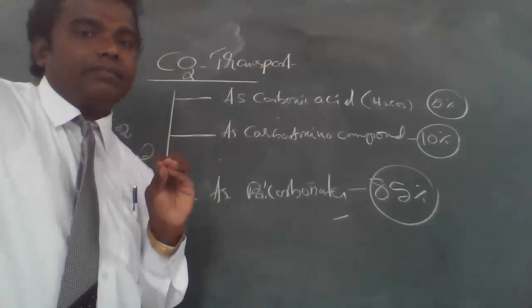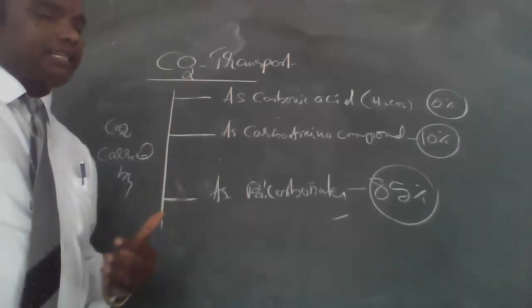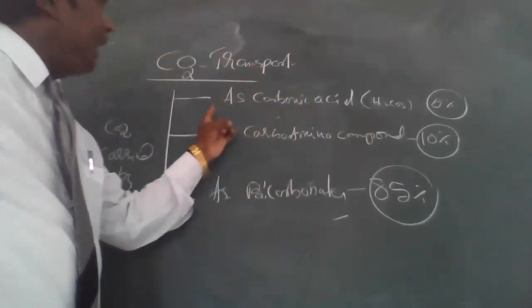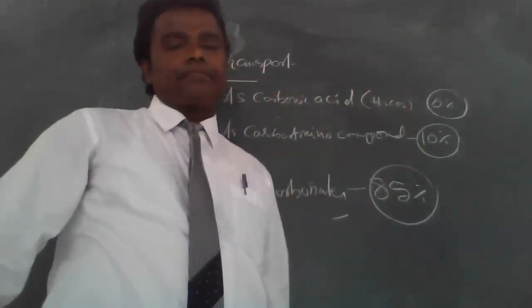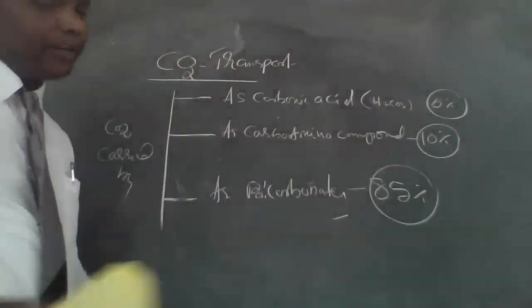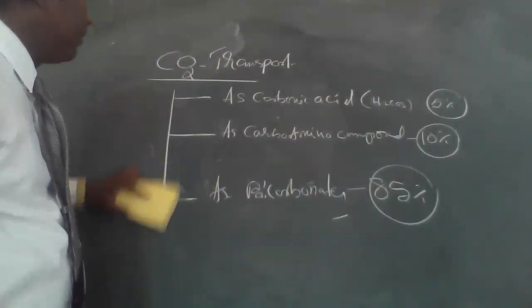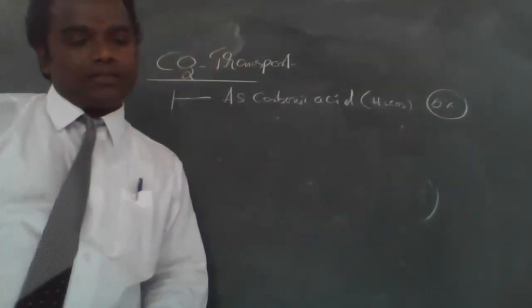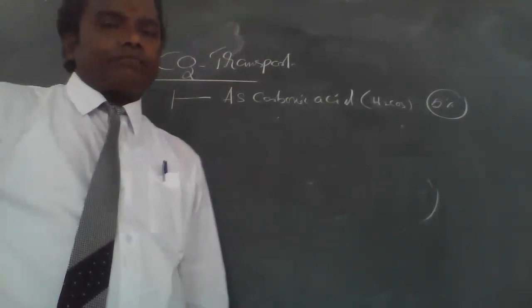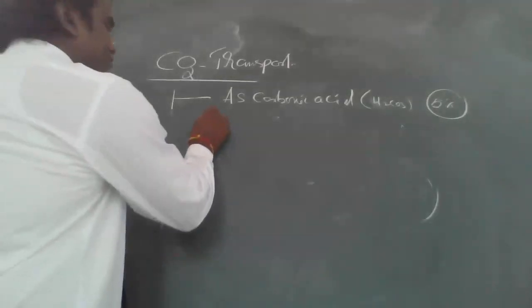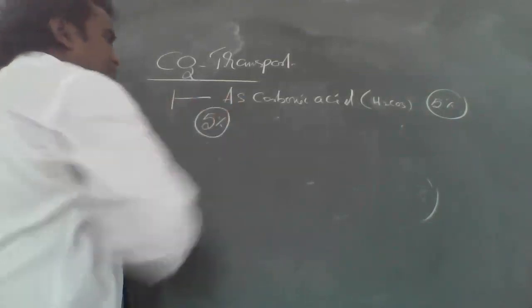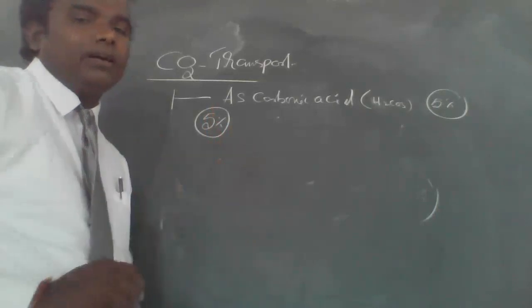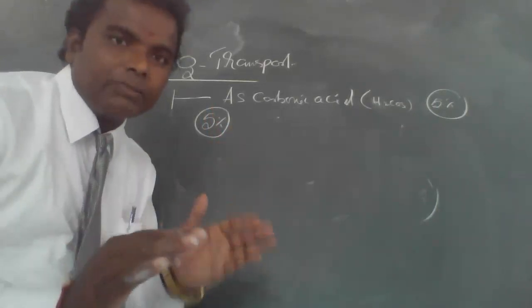85%. This is very important, and one by one we'll discuss it. So number one title is carbonic acid. Remember one thing. The number one step as carbonic acid, H2CO3. How much percentage? 5%. What? 5% of CO2 dissolves in the plasma.